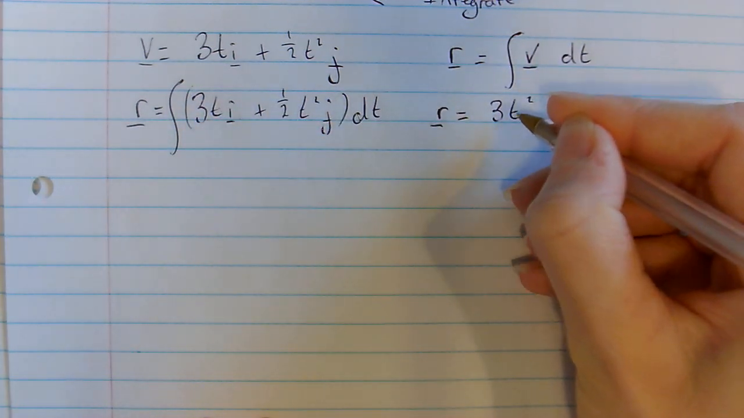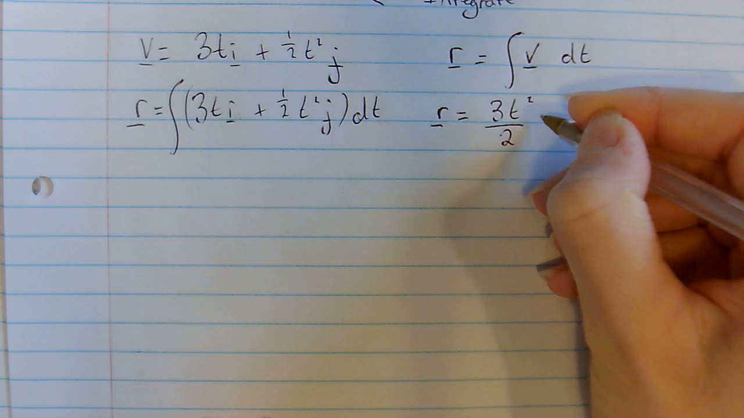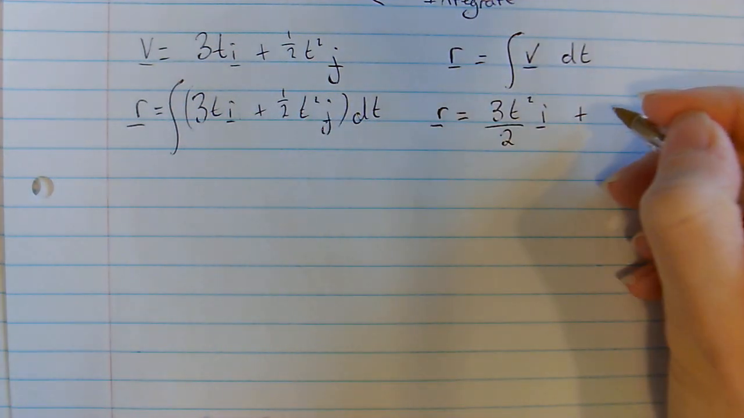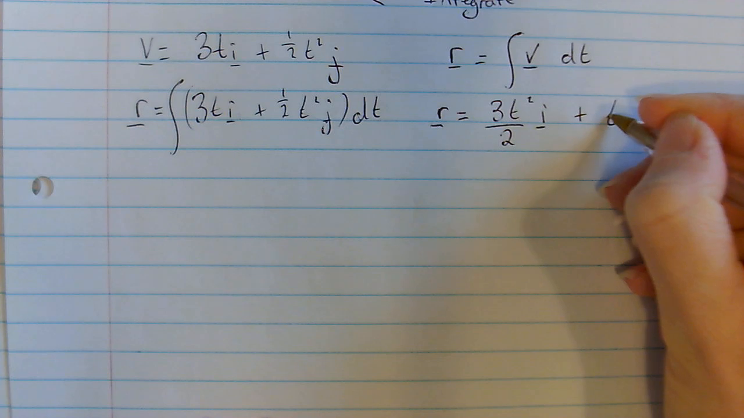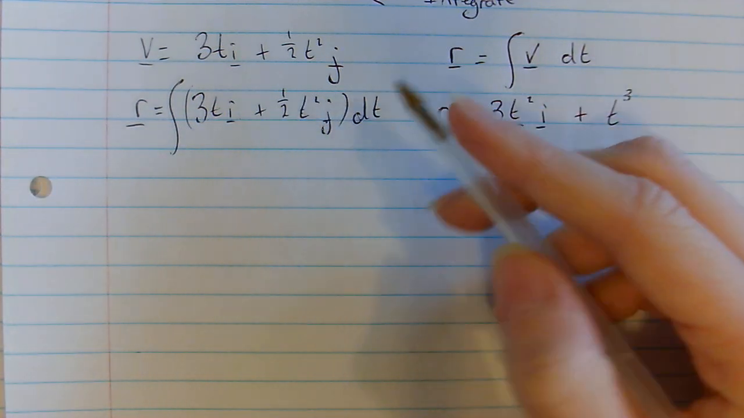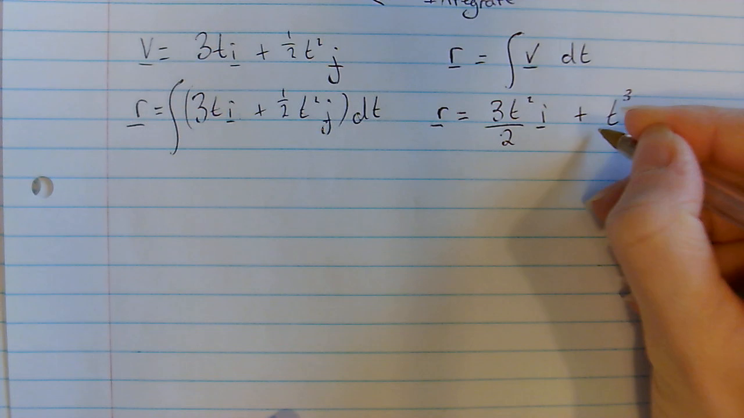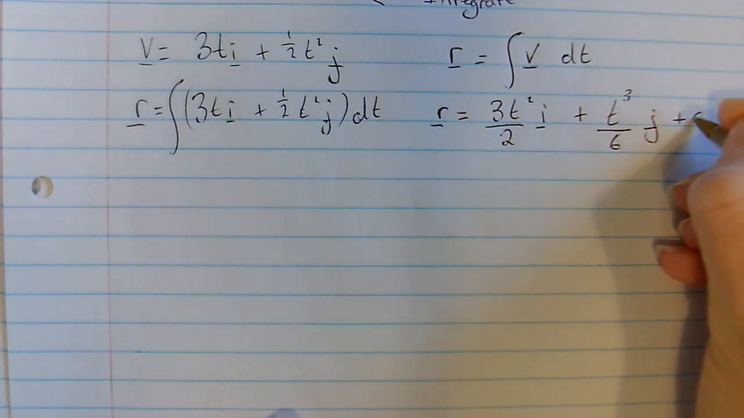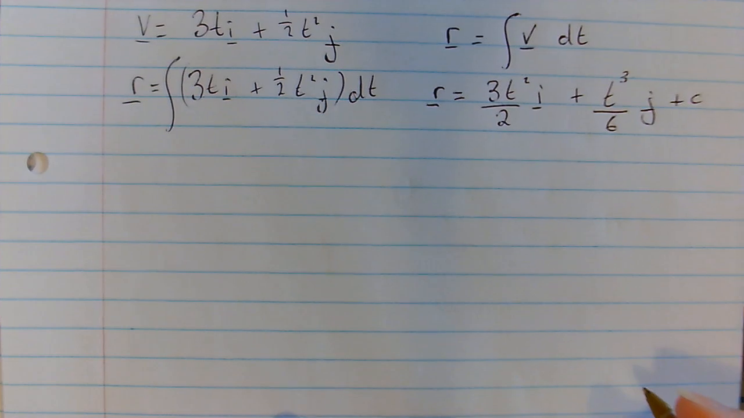So that's 3t squared divided by the new power. Again, ignore the j, just focus on the t. So increase the power, divide by the new power. So a half divided by 3 is going to give you a sixth. So that's going to be t cubed over 6 j. Don't forget the plus c, that's the most important bit there.